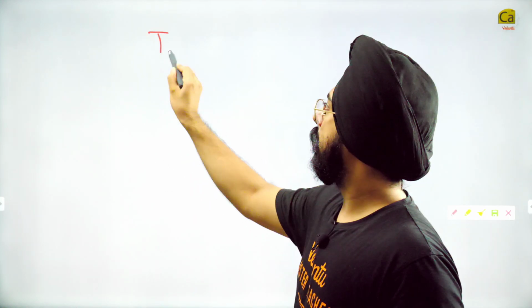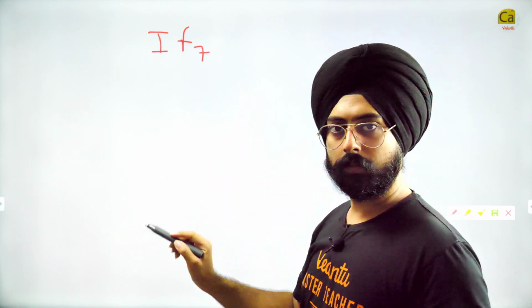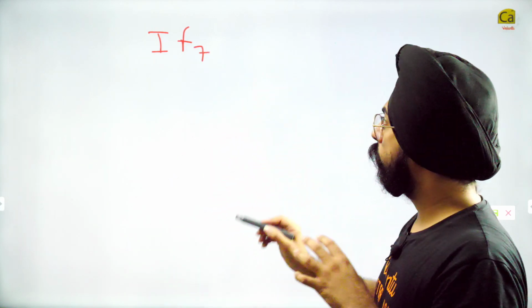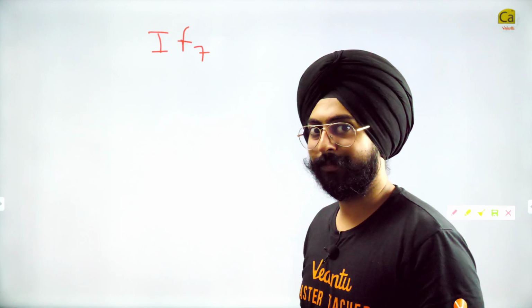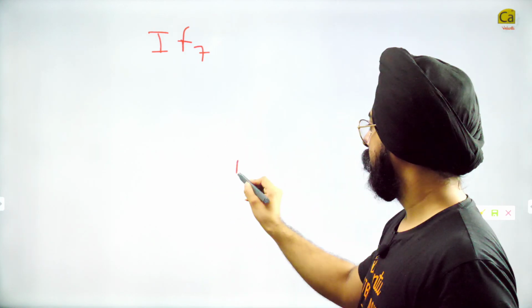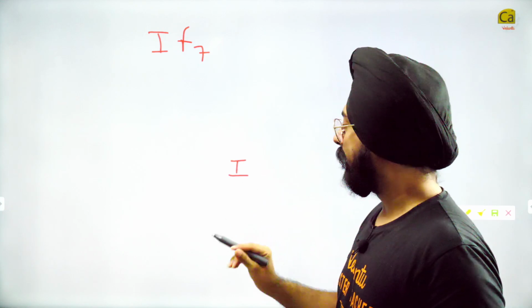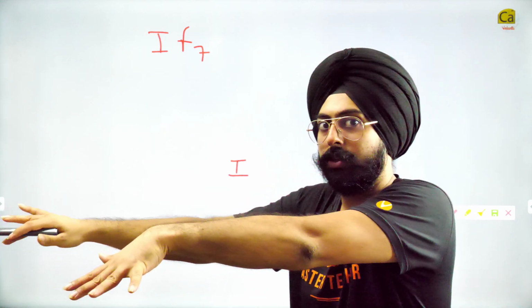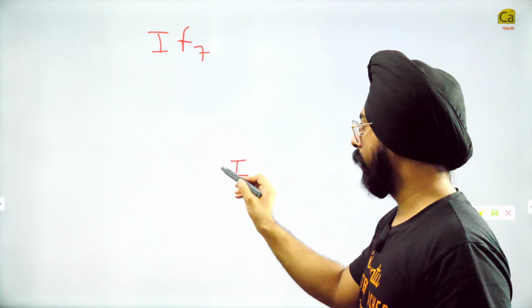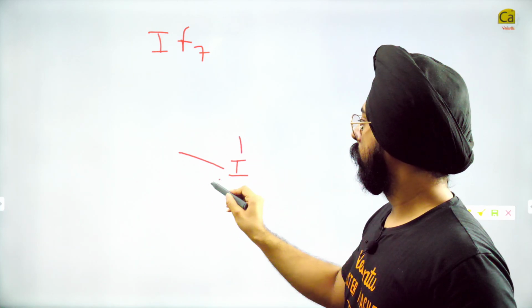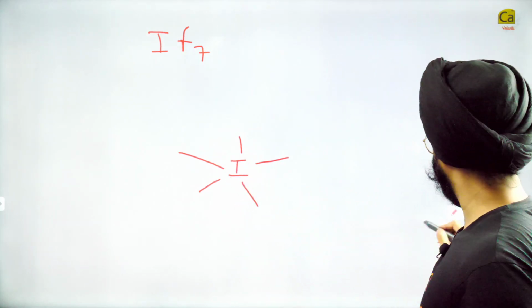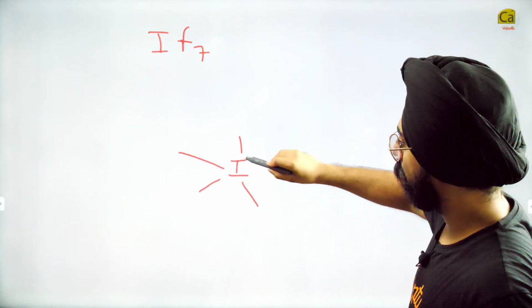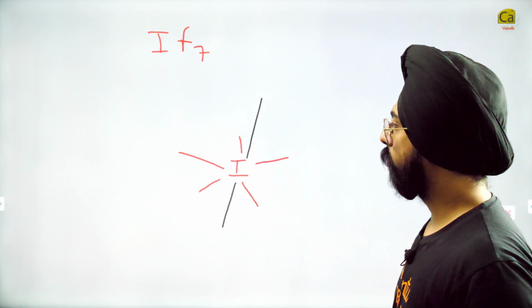So the structure that I'm talking about is something like IF7. What happens over here is you will have a structure that is called the pentagonal bipyramidal. How will it look? There is an iodine. There is a pentagon on the base, a pentagon at the equator: 1, 2, 3, 4 and 5. So this is the base and then there are 2 axial fluorines, one on the top, one on the bottom.